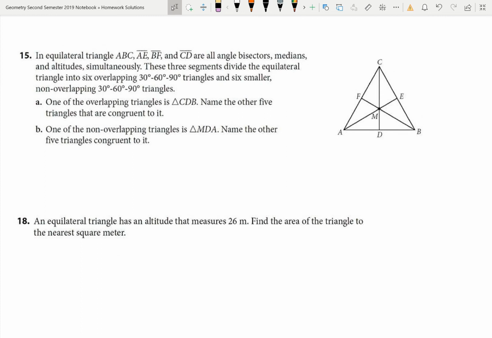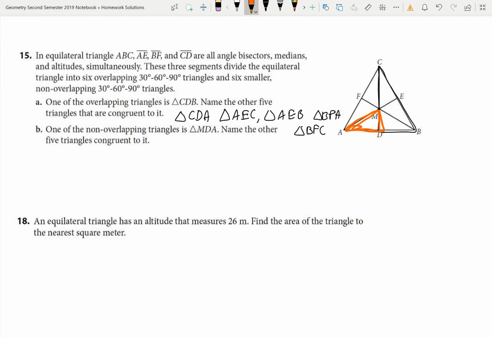15. So one of the overlapping triangles is CBD. That's this triangle right here. And we can see that there are actually 5 other triangles that are congruent to it. Those triangles are triangle CDA, triangle AEC, triangle AEB, triangle BFA, triangle BFC.